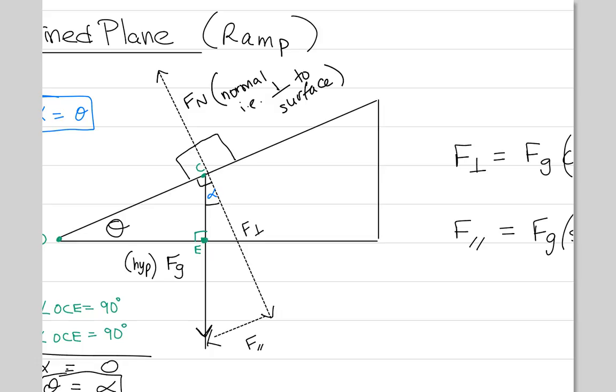So right away you can start to see the equal and opposite in Newton's force laws. What's the equal and opposite for F normal? Well, it's F perp. F perp I always call it, instead of F perpendicular. You guys okay with that?